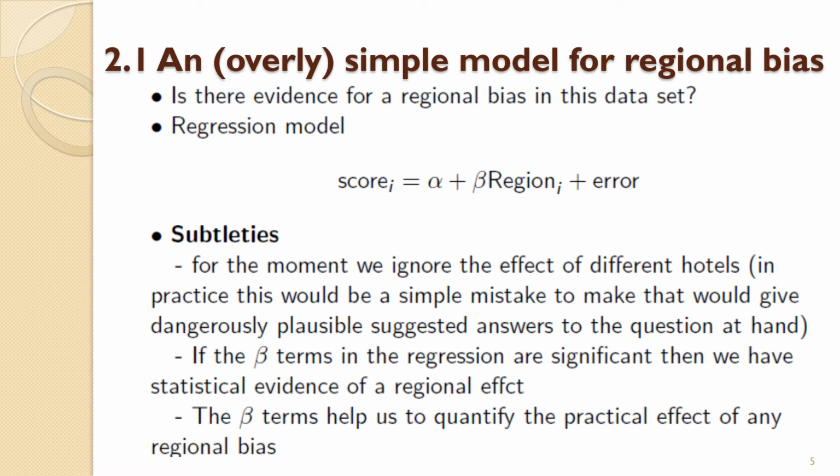In practice this is actually quite a dangerous data example because you get quite plausible suggested answers to the problem at hand with the slightly wrong model. The idea would be that if you express the model for score in this regression equation, and the beta terms in the regression are significant, then you have evidence of a regional effect. The beta terms would then help you to quantify the practical effect of any regional bias. And this is important because these customer satisfaction ratings form the basis of the fines that the regulator can impose.